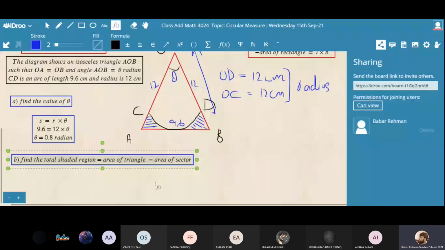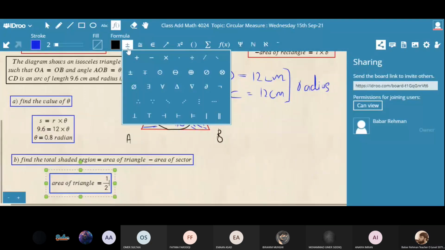So first of all, we have to find two areas, area of triangle. Can anybody tell me how can I find the area of triangle? Half multiplied by height. Okay, let me start from here. Area of triangle is equal to half multiplied by base and multiply by height. But student, I know half, but I don't know the base. What can I do? The problem is this, I don't know the base.